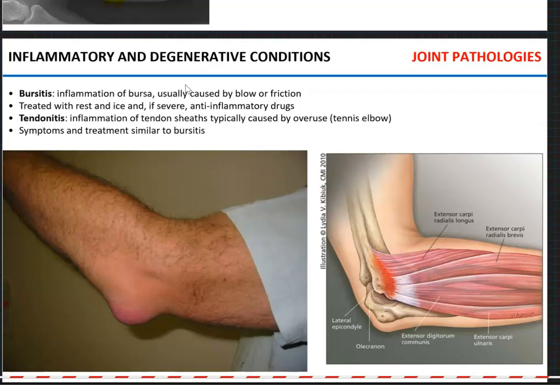Inflammatory conditions. Bursitis, inflammation of the bursa. Imagine that you are working, doing something, and you stand on your knees, and you move around. That constant pressure may result in inflammation of the bursa, in bursitis. With anti-inflammatory drugs, it goes away.